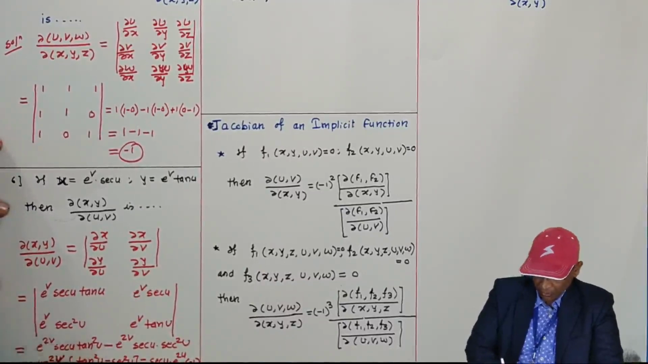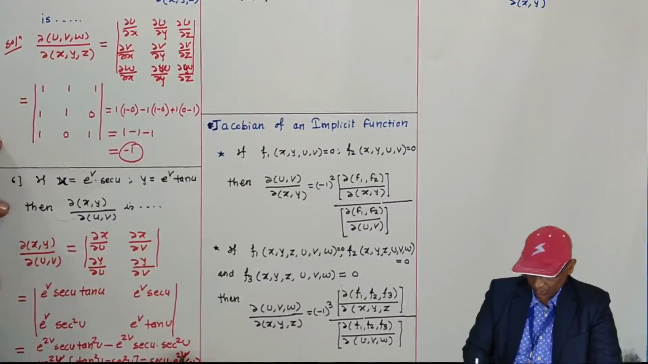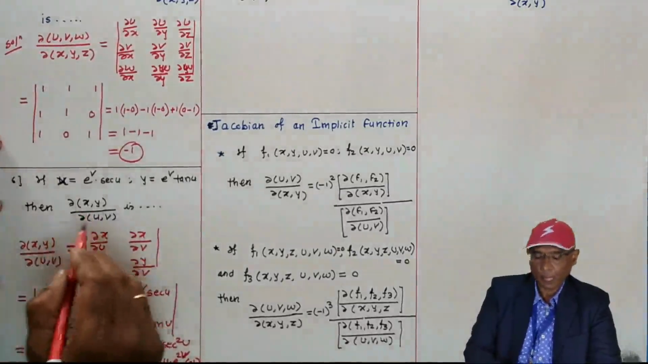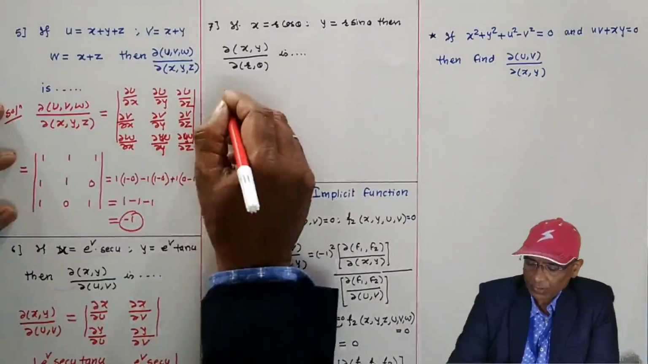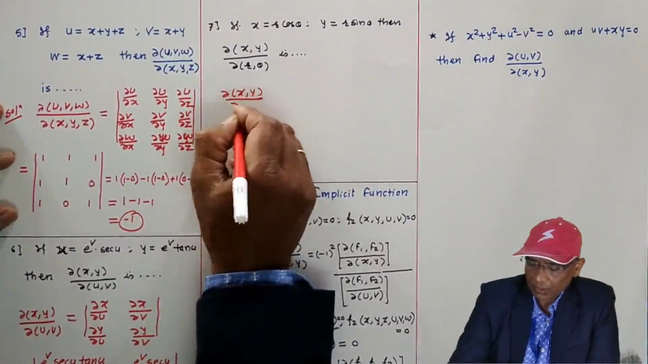Minus of sec u into e raised to 2v is common. Sec u into e raised to 2v with minus sign is the value of this Jacobian. Now, very quickly, del xy by del r theta I am going to find.